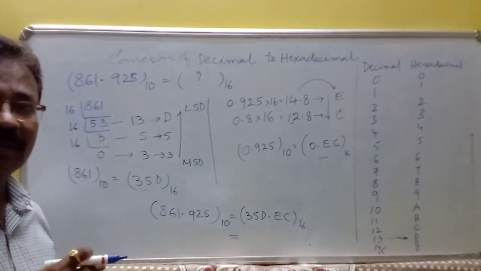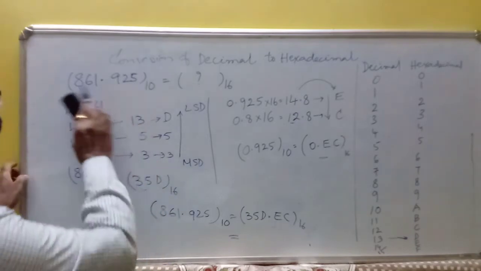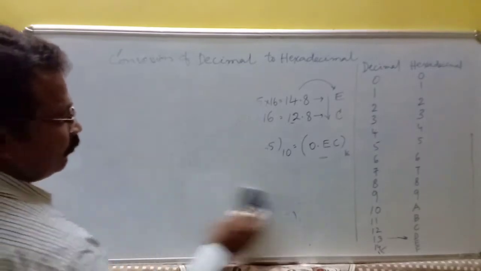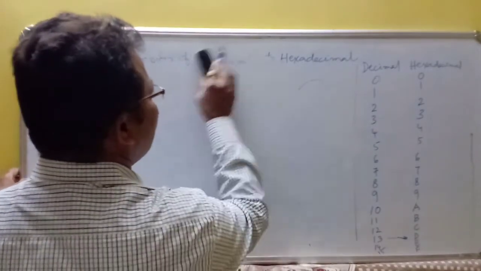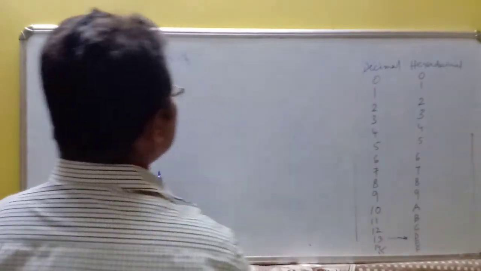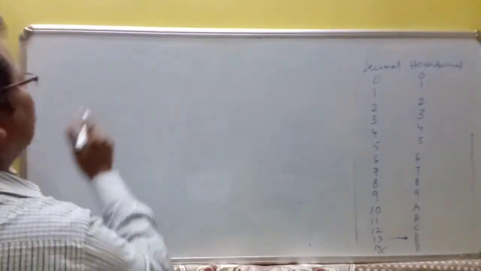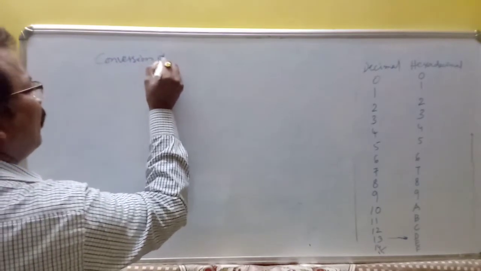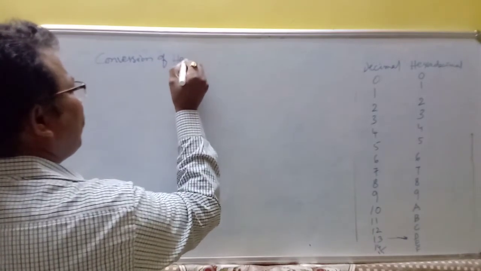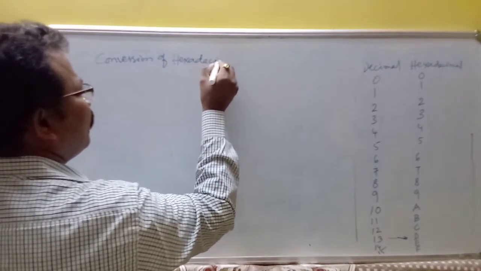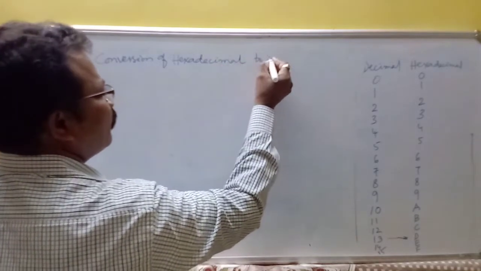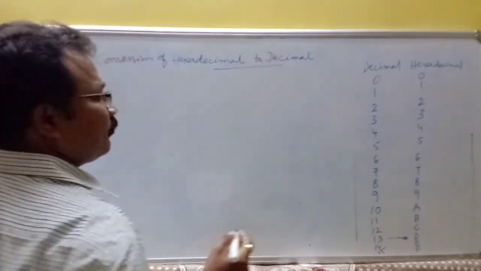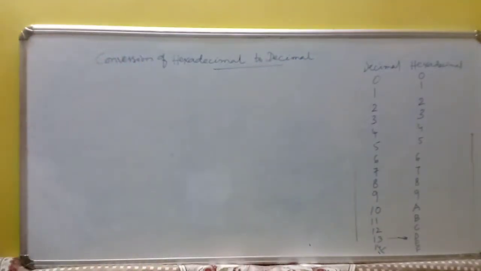Now we are going to convert the hexadecimal number into decimal number. Conversion of hexadecimal to decimal.